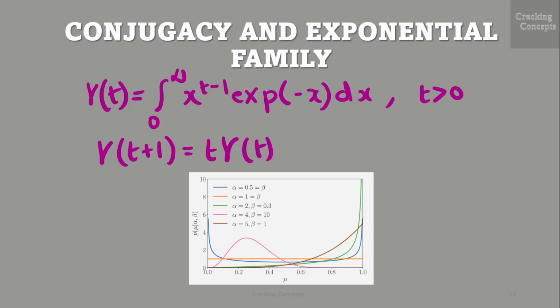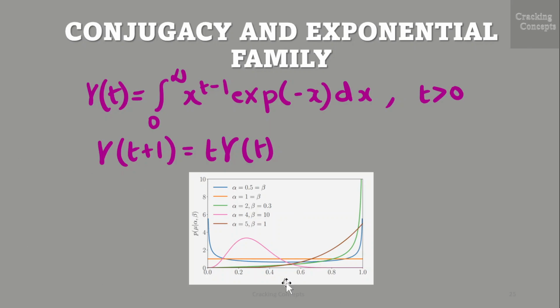There are some special cases though. For alpha and beta both being 1, we obtain a uniform distribution U of [0, 1]. For alpha and beta less than 1, we get a bimodal distribution with spikes at 0 and 1. For alpha and beta greater than 1, the distribution is unimodal. And for the case alpha and beta greater than 1 and alpha equal to beta, the distribution is unimodal, symmetric and centered in the interval [0, 1]. That is, the mean or mode will be at 1 by 2.